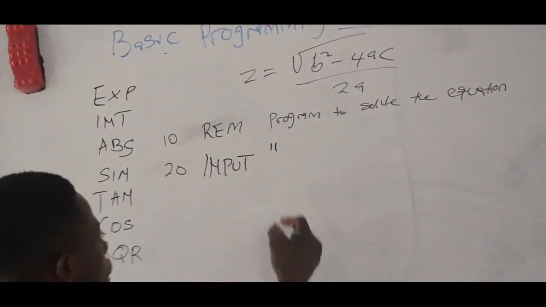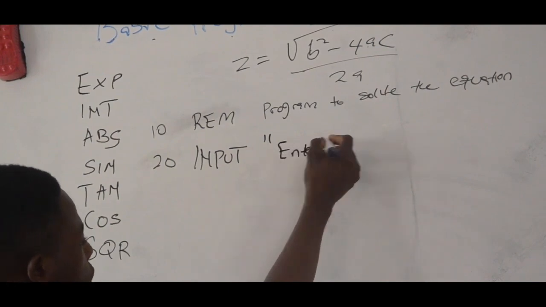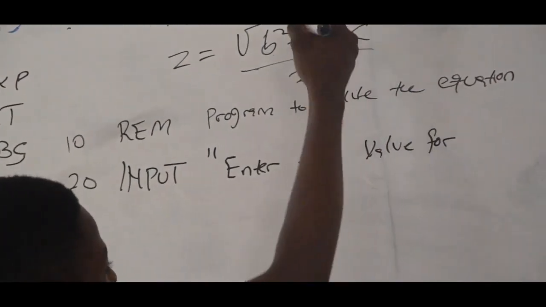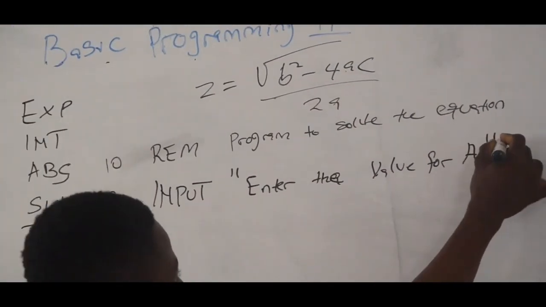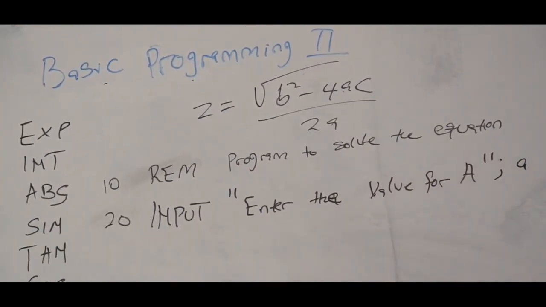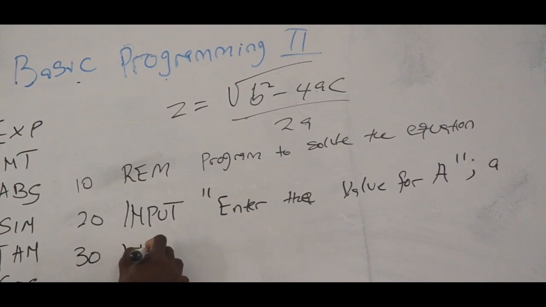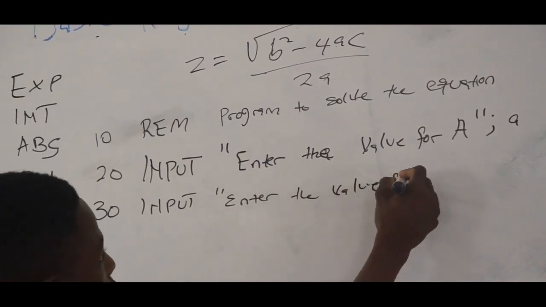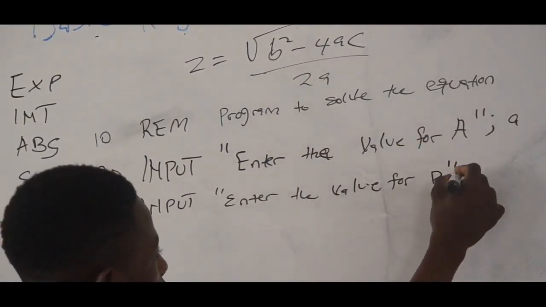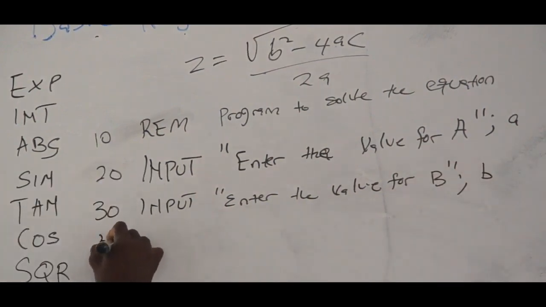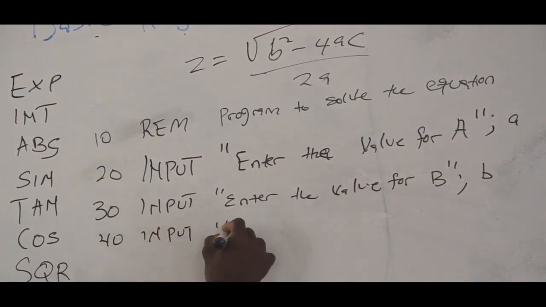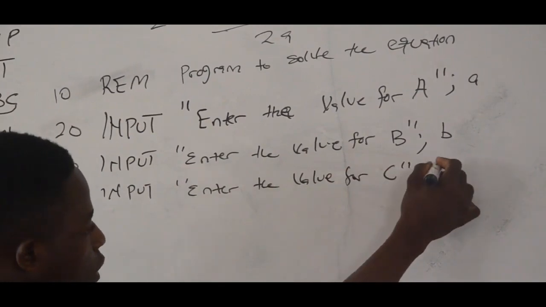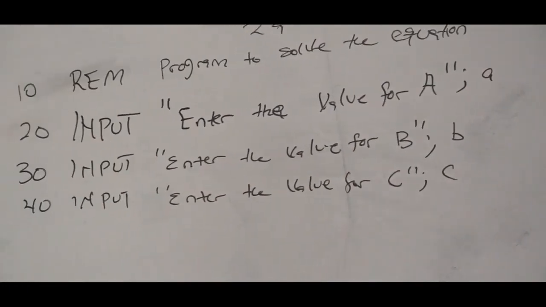So now, what do you want to input? Input, enter, you can even put please, enter the value for A. Then you close your string and put your small letter A. So now, line 30, input, enter the value for B. Close your string and put your B in here. Your line 40, same thing, input, enter the value for C, and put your C. So now we've already accepted all the values that we need.